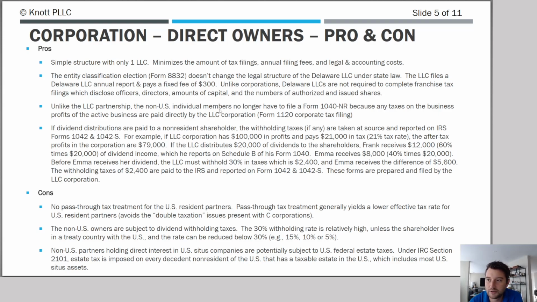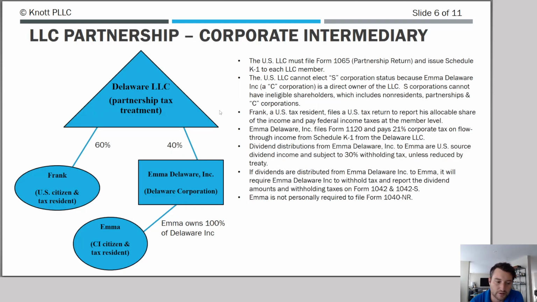All right, so let's move on to the next one here. This is an LLC partnership structure with a corporate intermediary. Okay, so what's the appeal with this one? So we have our same Delaware LLC up here, and it's still going to be a partnership, right? Because we have Frank, he owns 60%. But notice what we're doing here with the intermediary.